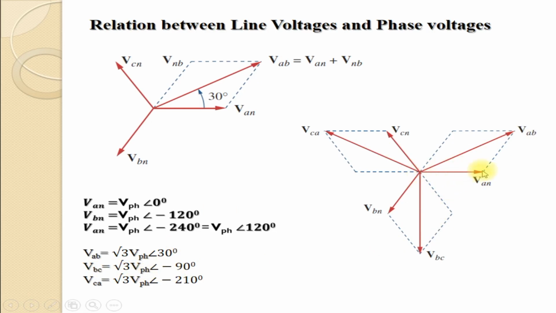This is the reference direction, this is the voltage VBC. Similarly, VCA is equal to root 3 VPH angle minus 210 degrees. This is the direction of VAN and this is VCA, and you can see that this angle is equal to minus 210 degrees. That means it is in the clockwise direction, and this is the relation between the line voltages and the phase voltages.